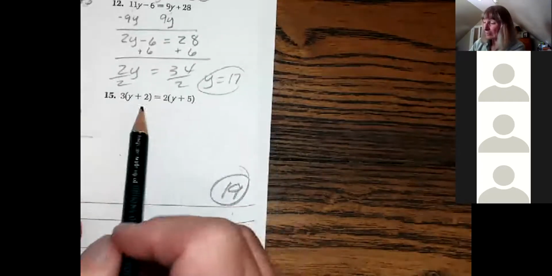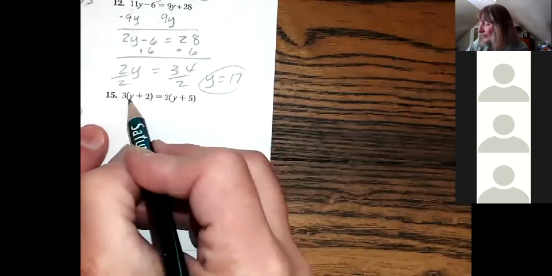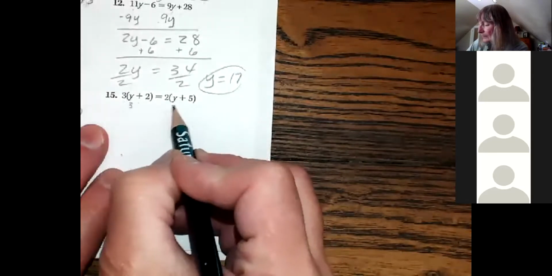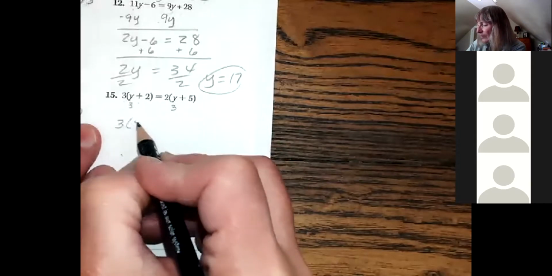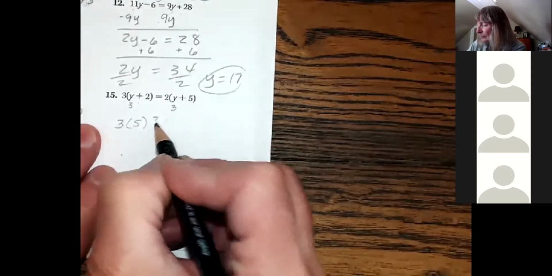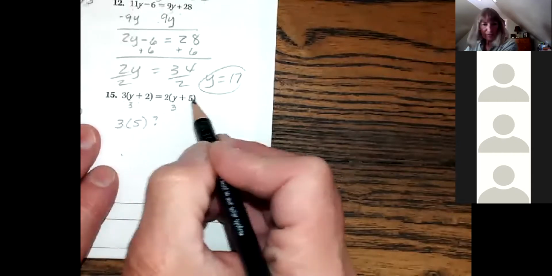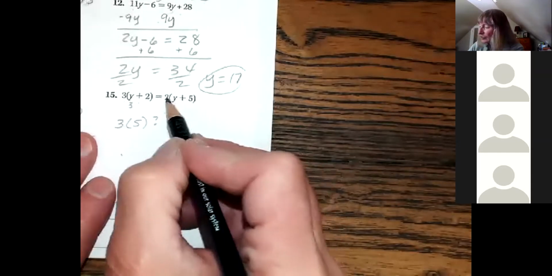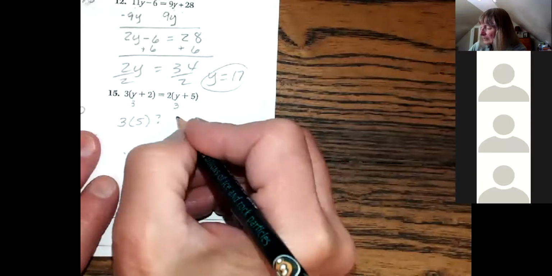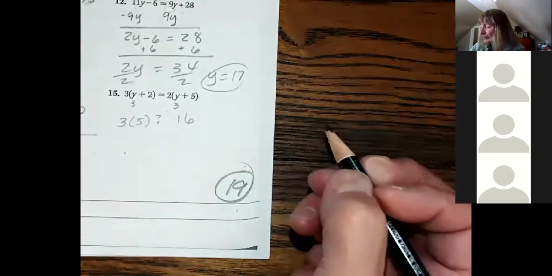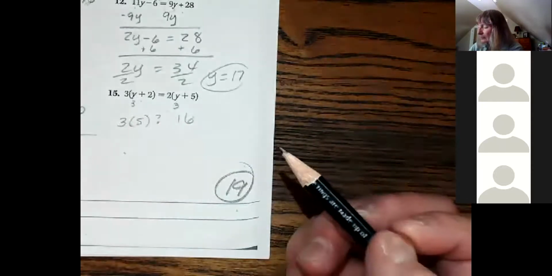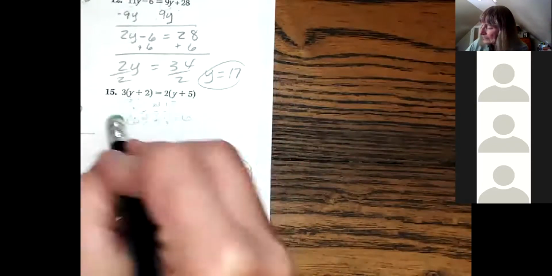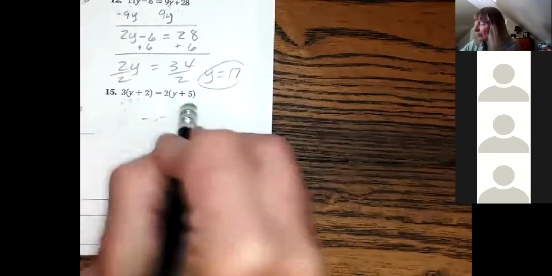Okay, on this one, well, let's see if 3 is right. If we put in 3 there. So 3 plus 2 is 5. So we would have 3 times 5. And is that equal to 3 plus 5 is 8. 2 times 8 comes out to be 16. Those are close, but they're not exactly equal. Somebody's going to have to solve this.